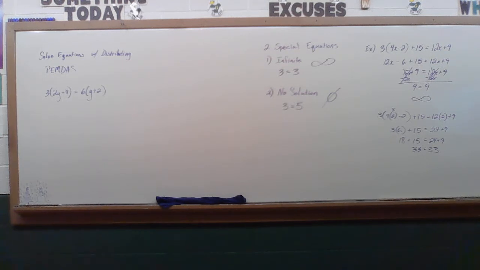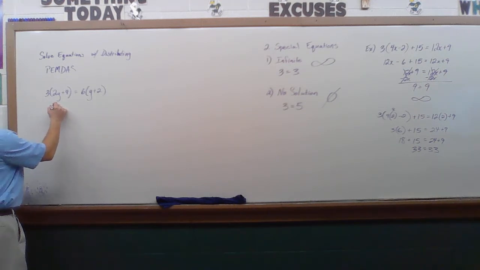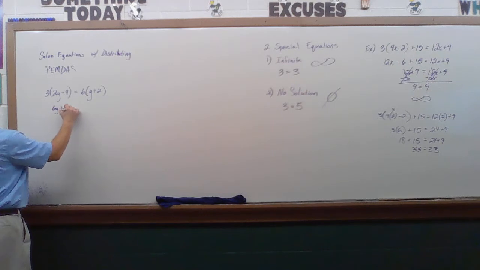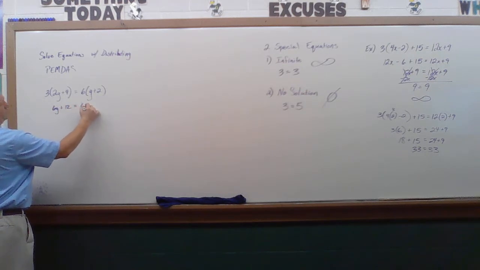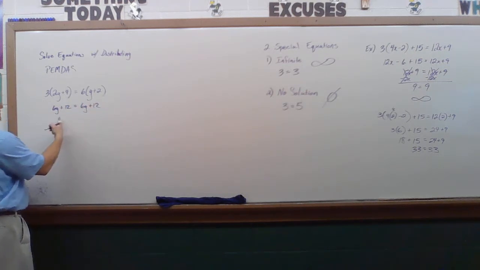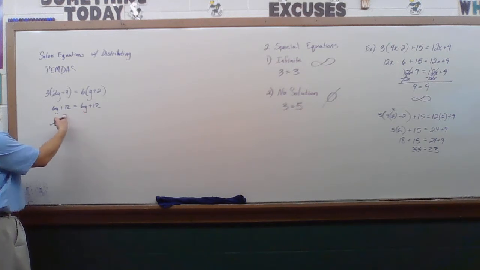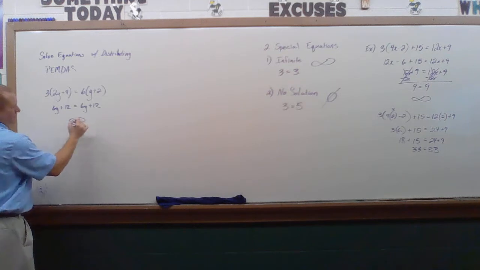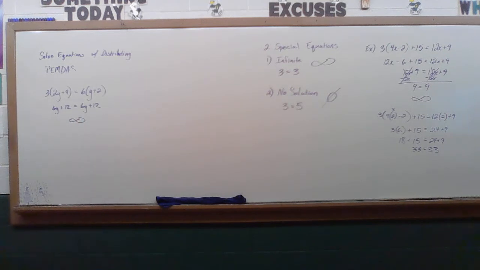What'd you get? You got infinite? You got 12 equals 12? Yeah, I got that too. Let's try it out. 6g plus 12 equals 6g plus 12, right? So again, if you want to do it one more step, or if you can notice right here when they're exactly the same thing, either way it's going to come out being infinity.